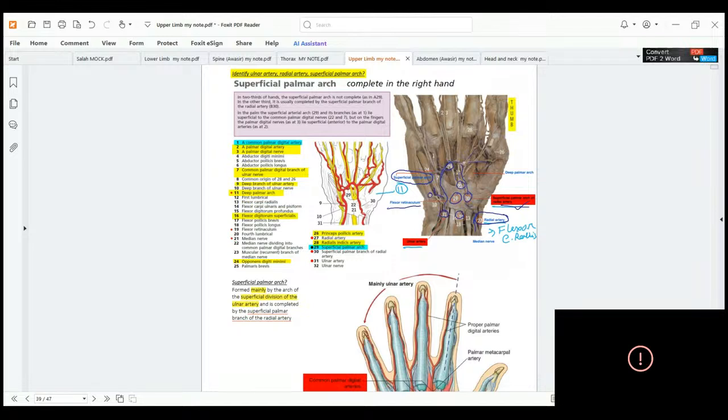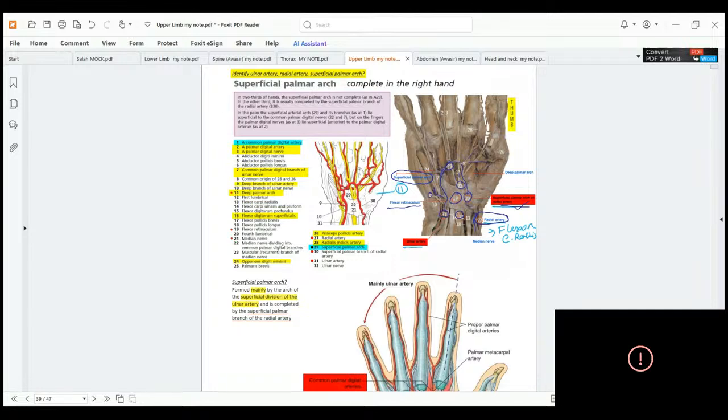Where is 11? 11 is the deep palmar arch, not visible. 19 flexor retinaculum. 21 median nerve here. Then 27 radial artery. Then 30 superficial palmar arch.